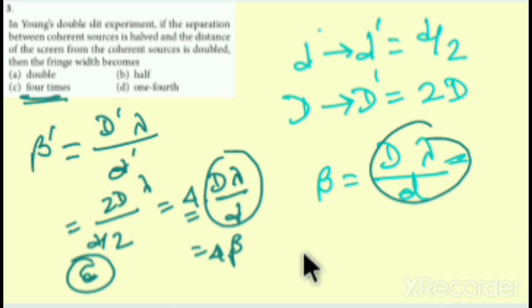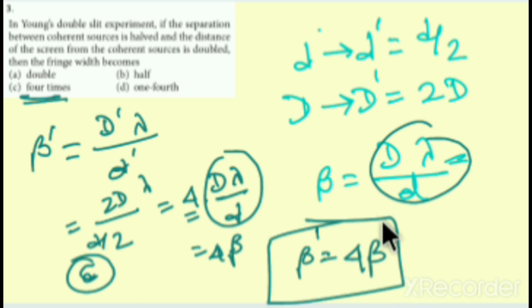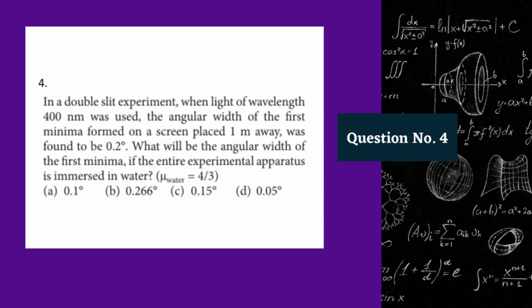We can say that beta prime is equal to 4 beta, a 4 times increase in the slit width, fringe width. Here we have to find the angular width of the first minima if we immerse it in water.